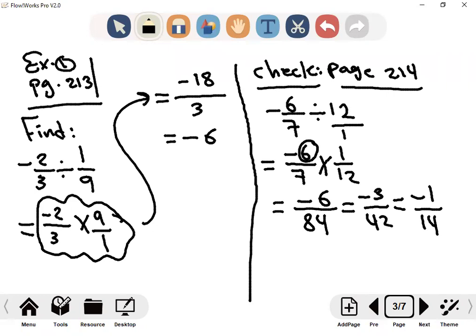You can use the crossing. 6 with the 12. 6 divided by 6 is 1. 12 divided by 6 is 2. Negative 1 times 1, negative 1. 7 times 2, 14. So if you cross, you get the simplest form directly. Okay?